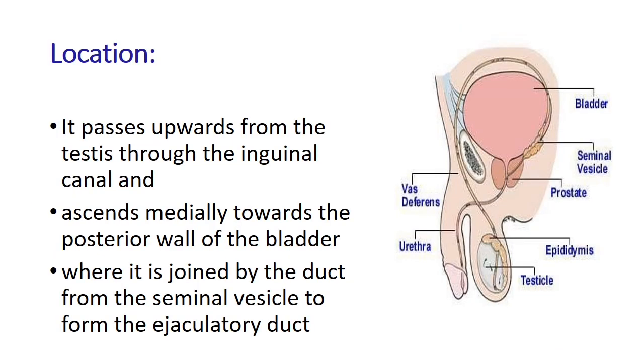Now we'll see the location of the vas deferens. It passes upwards from the testes. You can see in the figure it goes upward from the testes through the inguinal canal and then ascends medially towards the posterior wall of the bladder. Then it is joined by the duct from the seminal vesicles to form the ejaculatory duct.